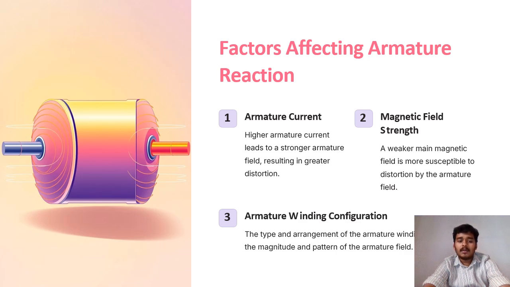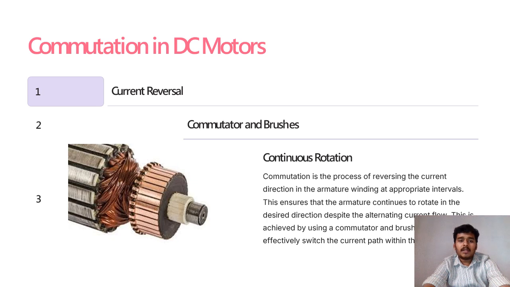So now coming to commutation in DC motors. First, commutation is current reversal. While the armature rotates, AC current is induced in the armature and the commutator. What does the commutation process do? The commutator collects the AC current and converts it into DC current, direct current.